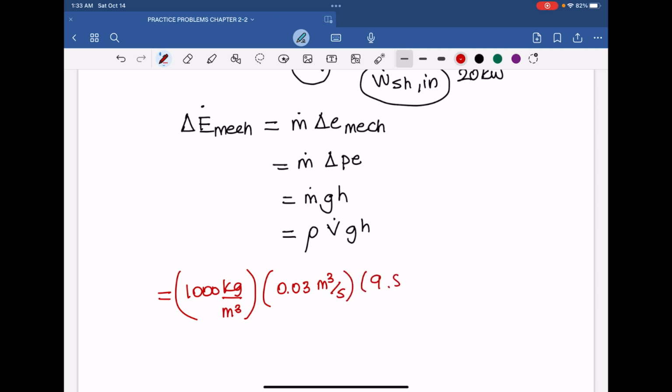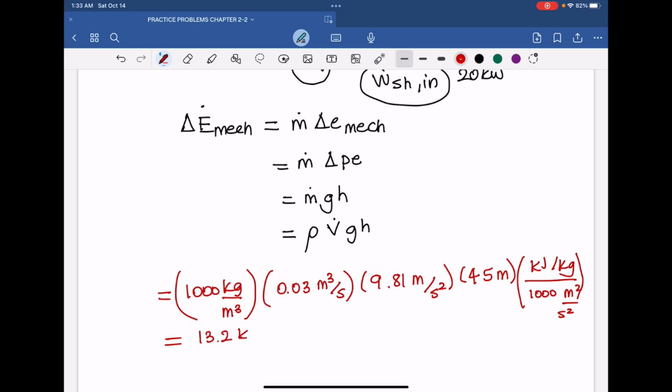And gravitational acceleration is this. And then 45 meter is the height. Of course, as always, we need to use the unity conversion ratio. Kilojoule per kilogram is equal to 1000 meters squared per second squared. And when we do these calculations, we find 13.2 kilowatts.